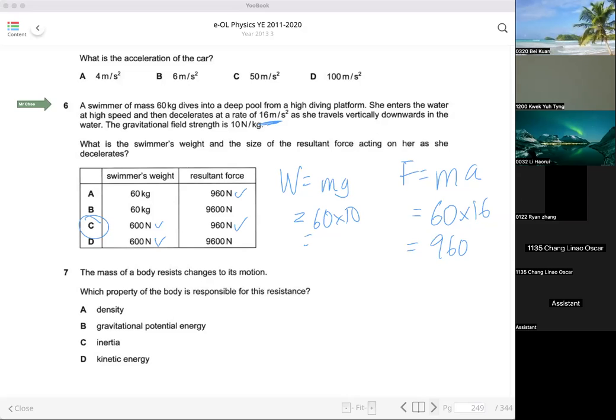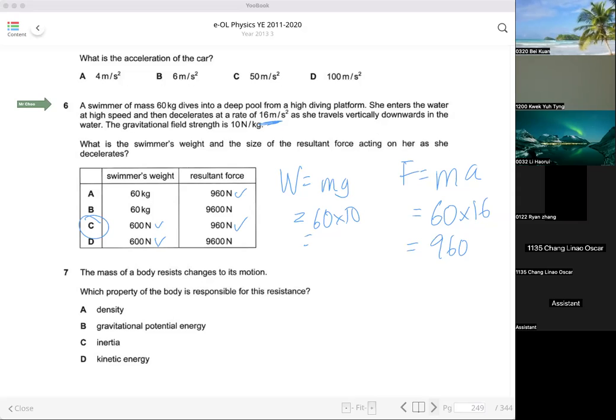Let's do question number 7. Okay, this is a factual question. It's either you know or don't know. Ryan, well done. Bei Kuan, well done. Yiting, well done. Huai Xin, very good. Hao Rui, excellent. Okay, last student is who?